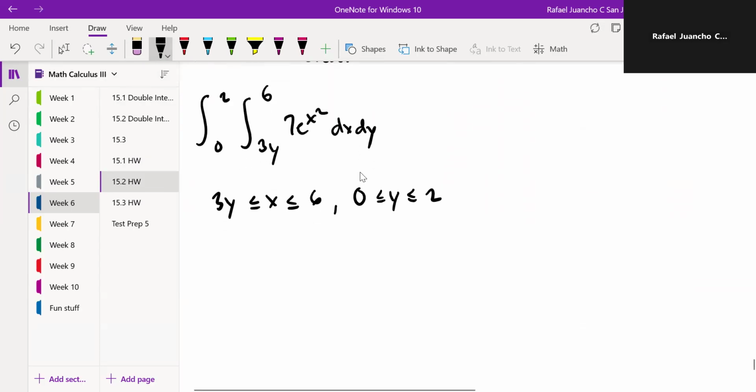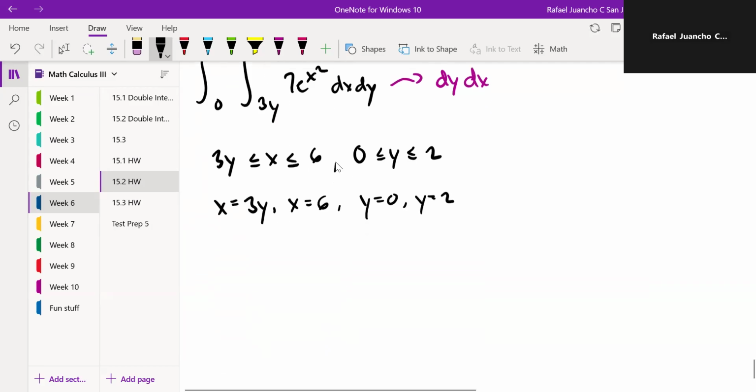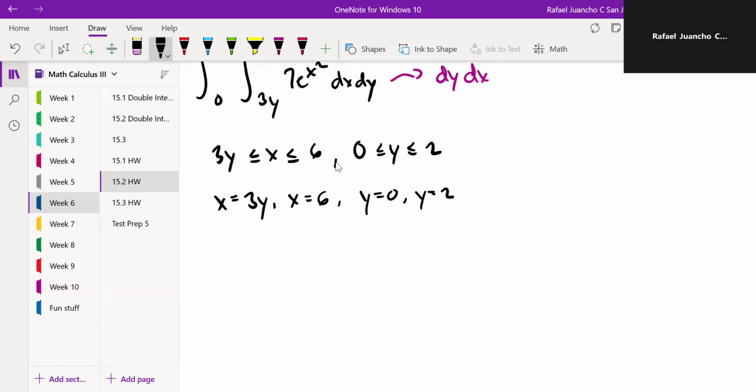And then from there, how do I come up with a new bounds? So I want this to be, here's the thing, I want this to be dy dx. Here I see that x is 3y, x is 6, y is 0, y is 2. So the way I would create a new bounds is to set y to something, right? So here y is x over 3, x is 6, y is 0, y is 2. Done.